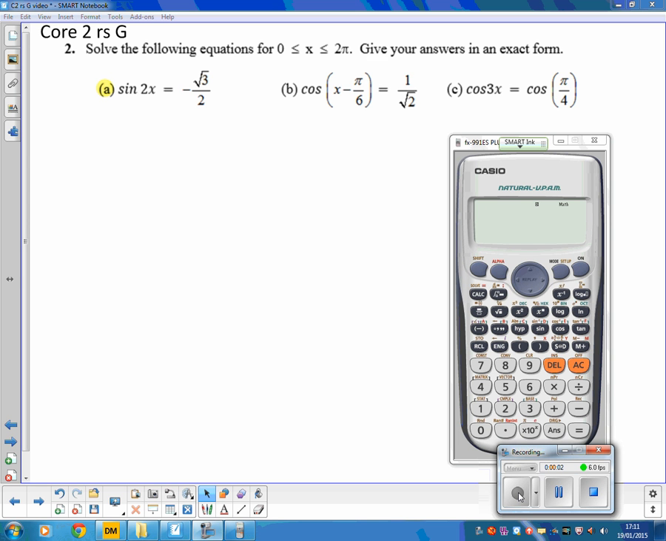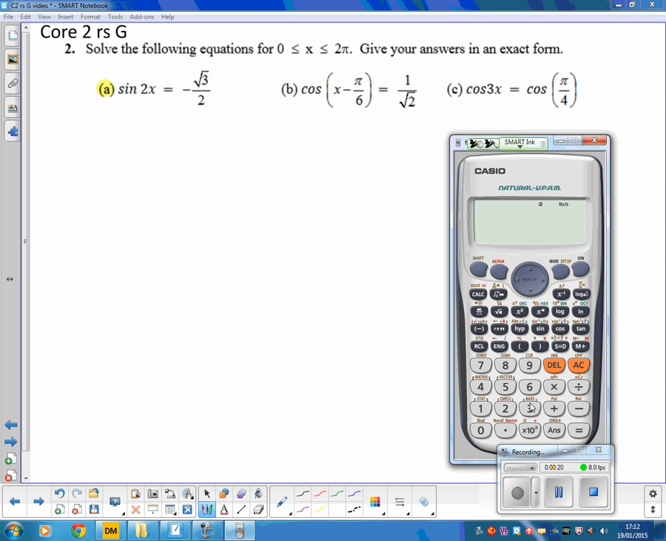Okay, on question 2, what has changed is this is now in radians. So the first thing I'm going to do before I answer this question is just put my calculator into radian mode. So that's shift mode 4 for rad. Then it's the same method as with question 1.